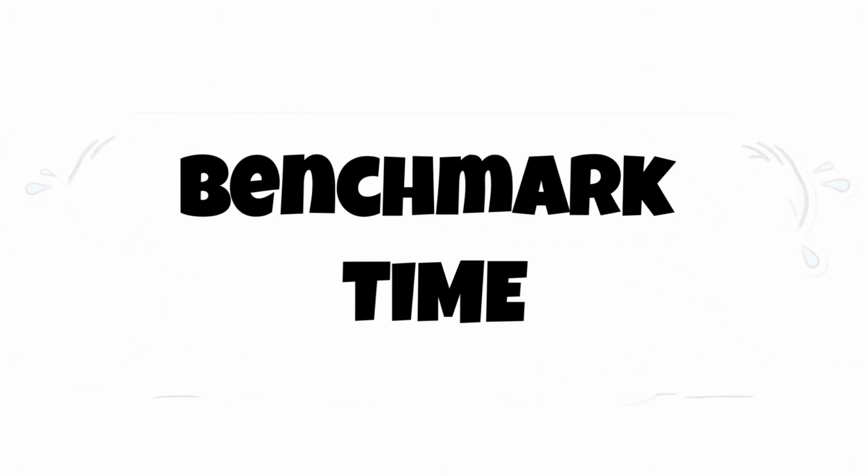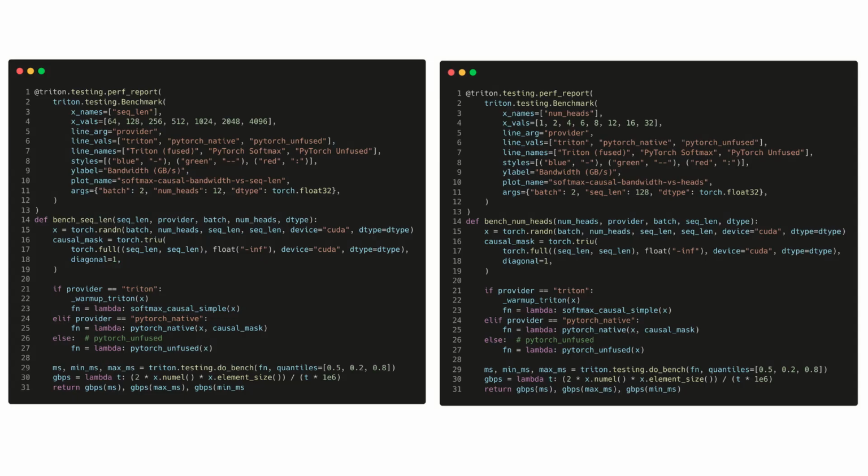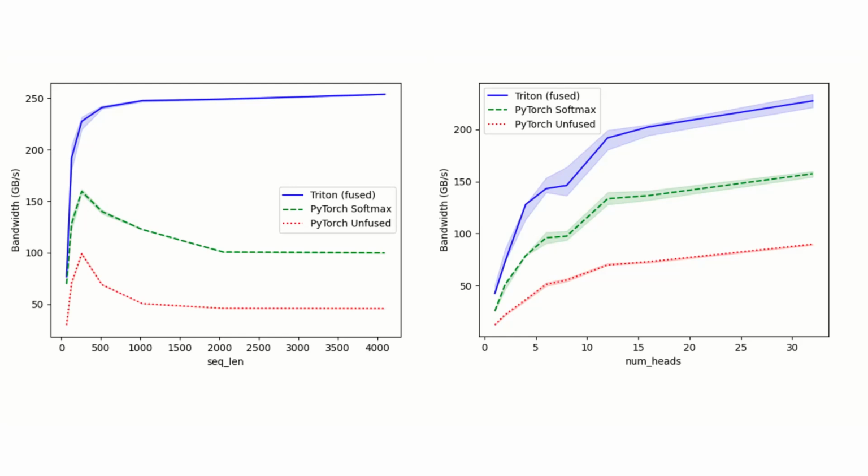Time to benchmark our causal softmax. Again, we are comparing 3 paths: PyTorch unfused, PyTorch natively fused, and our custom Triton kernel. Just like before, I used Triton's built-in benchmarking tools to run sweeps across different head counts and sequence lengths. Let's look at the sequence length sweep, and this is where things get really interesting.